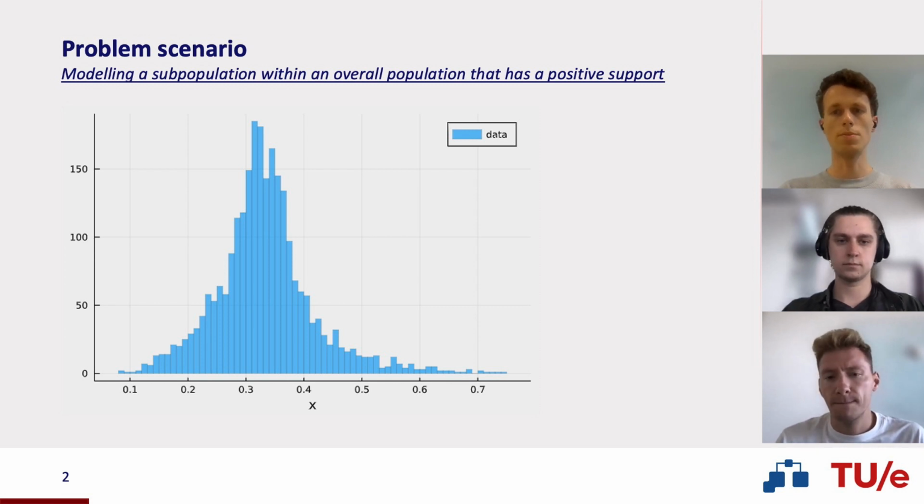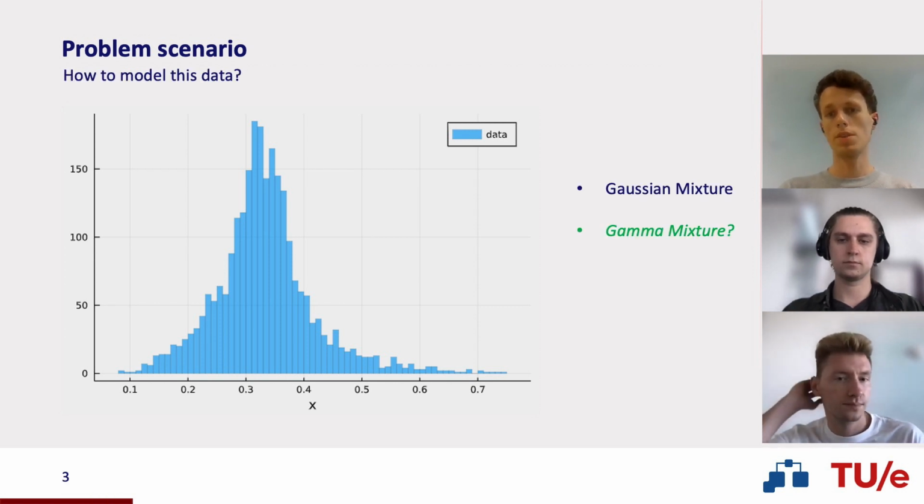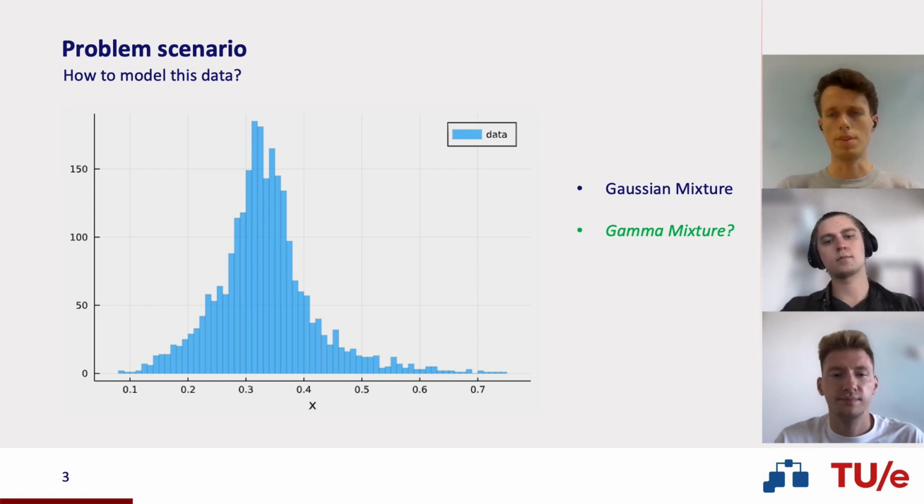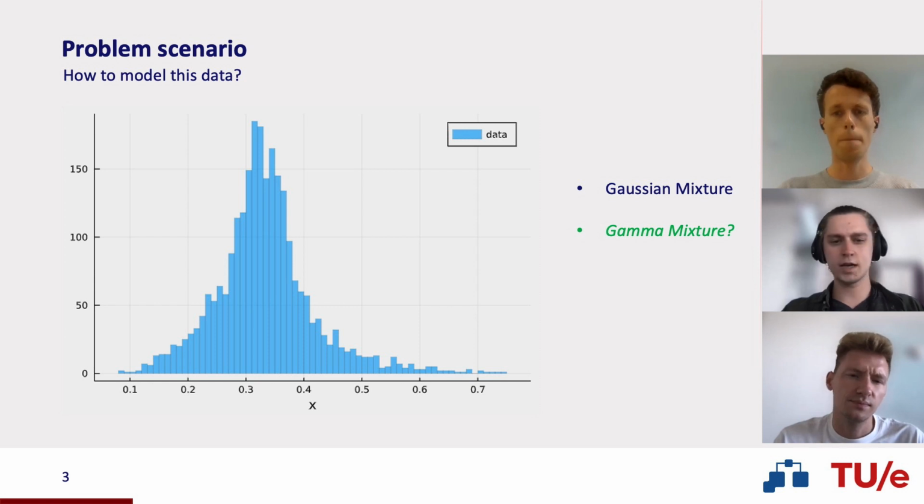A Gaussian mixture model seems to be a nice choice, but we can see that the data has positive support and seems somewhat skewed. Perhaps we can use a gamma mixture model instead. But how should we implement this and how should we infer the parameters of this model? I have an idea, guys.